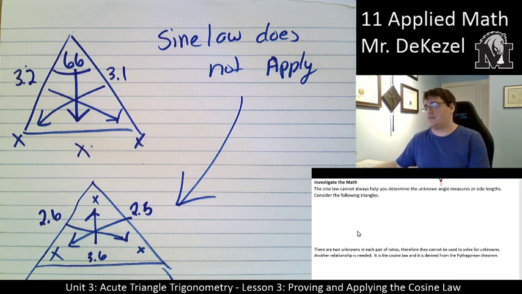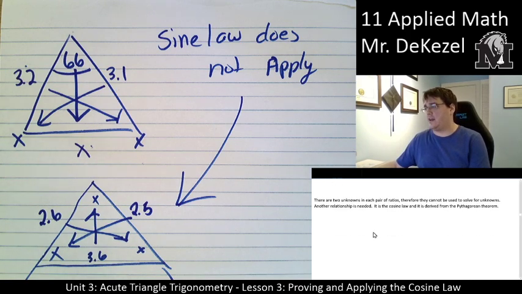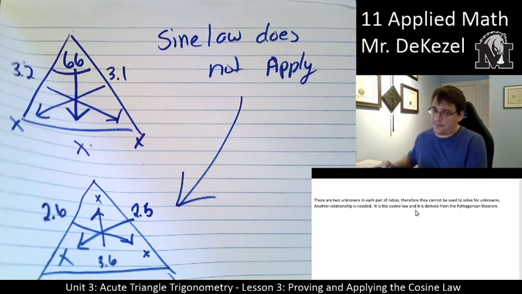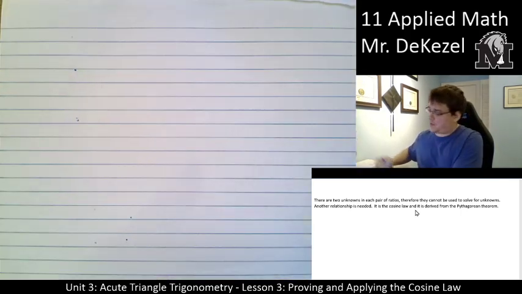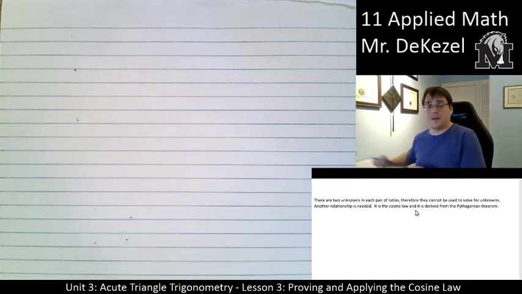So what is the cosine law? Like, how did we get it? Because there's two unknowns in each pair of ratios in the sine law, we just can't use it. We can't use it to solve for unknowns. We need another relationship, the cosine law. And it's derived from the Pythagorean theorem. So something that you're a little bit familiar with, maybe.